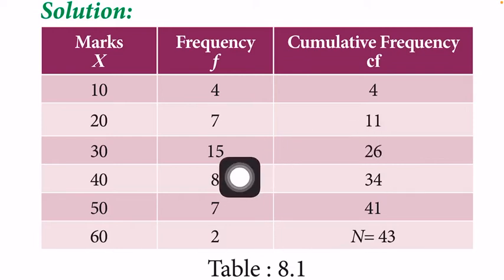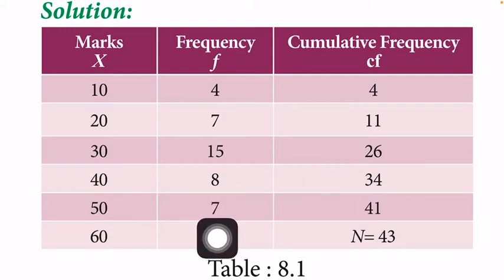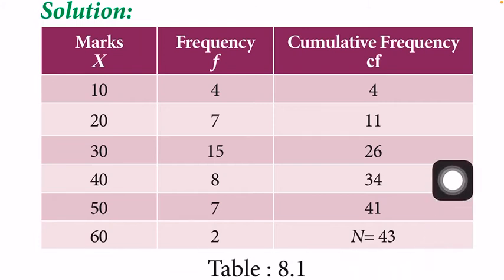Now, you have to add 11 and 15. Here first 4 plus 7 and we get 11. Now, 11 plus 15, so we get 26. Now, 26 plus 8 and you get 34. So, 34 plus 7 and it is 41. 41 plus 2, it is 43. Okay, so this is the cumulative frequency.